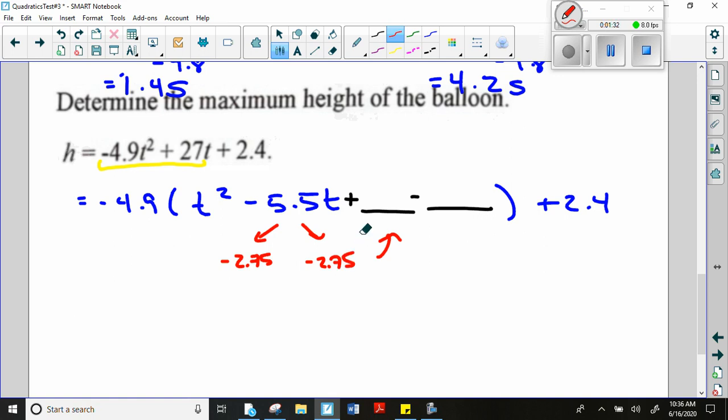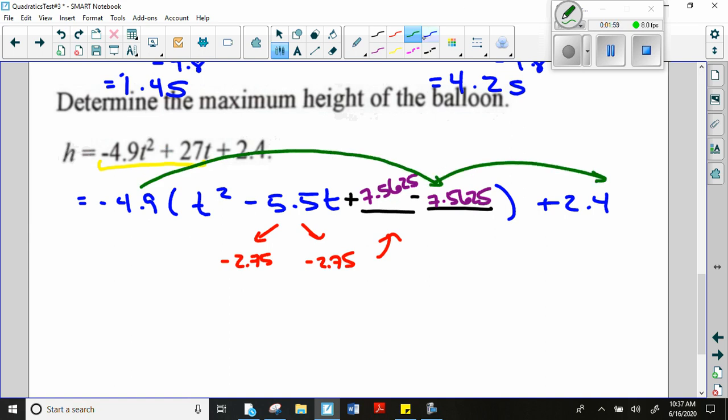Okay. 2.75 squared gives us 7.5625, plus 7.5625 minus 7.5625. And then we want to get rid of that one by kicking it out.